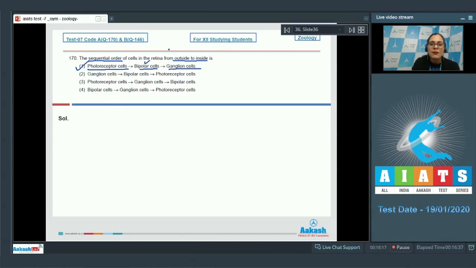Because short sensory bipolar cells form an intermediate layer between photoreceptor cells and retinal ganglion cells. Whereas option number 2, ganglion cells, bipolar cells and photoreceptor cells, is an incorrect option because it is the sequence of cells from inside to outside. The next option is photoreceptor cells to ganglion cells and bipolar cells. This is an incorrect option. And the last option, bipolar cells to ganglion cells to photoreceptor cells, is also an incorrect option. And the correct answer to this question is option number 1. Let's proceed to the next question.